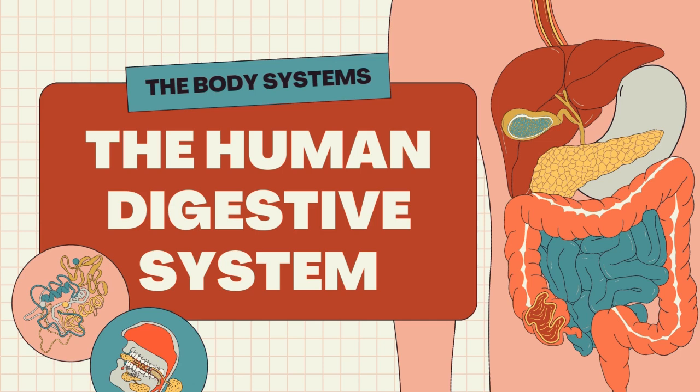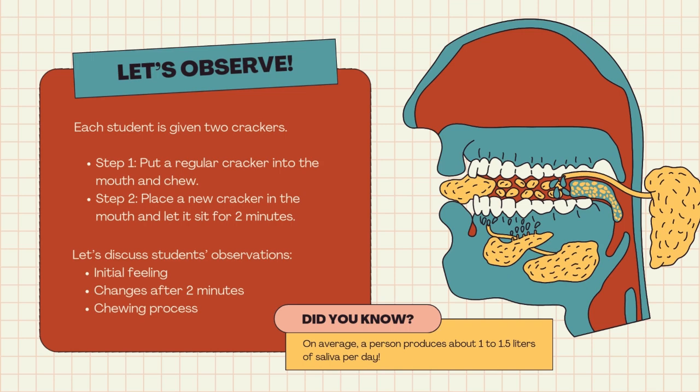The human digestive system. Each student is given 2 crackers. Step 1. Put a regular cracker into the mouth and chew. Step 2. Place a new cracker in the mouth and let it sit for 2 minutes.